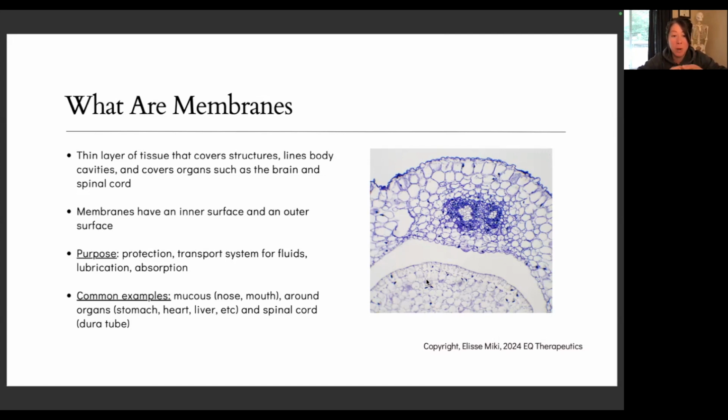So in humans, some common examples that we would think of are the mucous membranes. Those are in our nose and our mouth. They're lining all the insides of that. We have them around our organs, such as stomach, heart, liver, etc. And they are going to be around the spinal cord, and that is called the dural tube, which is what our lecture is going to get into. Now, for the horses, they have all the same membranes as us because they are mammals.